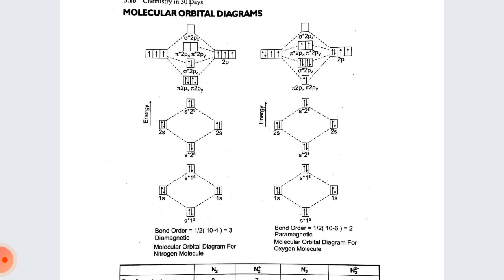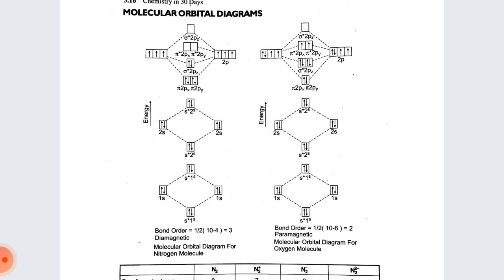That is the dinitrogen molecule. In dioxygen, the total number of electrons is 16. As we can see, in the bonding molecular orbital, 1s has 2 electrons. In the antibonding molecular orbital, 2 electrons are there. Then in the 2s orbital, 2 electrons are there.